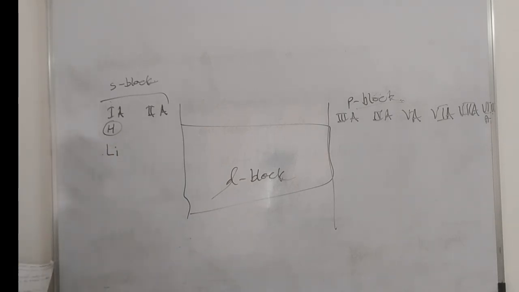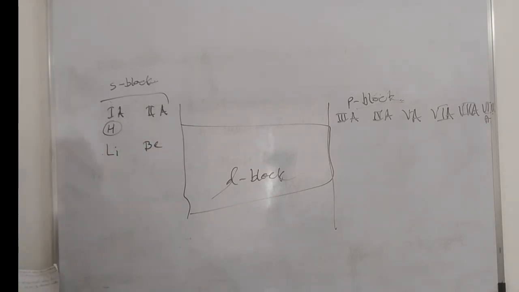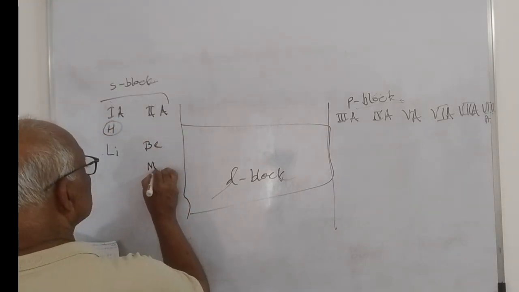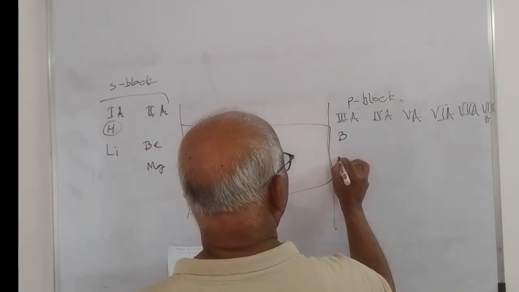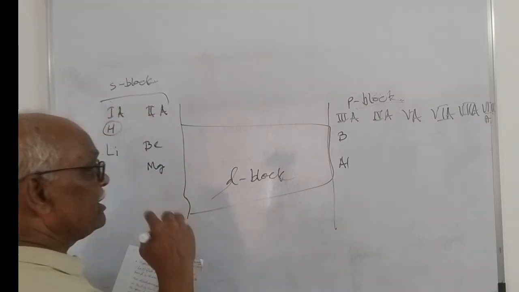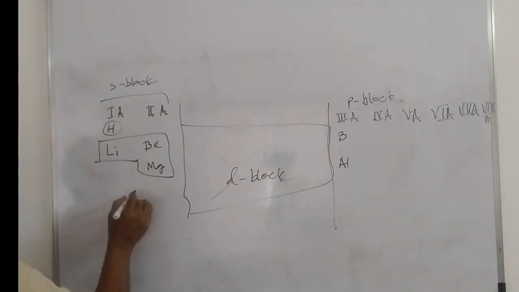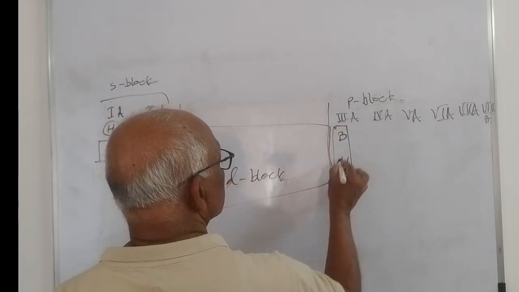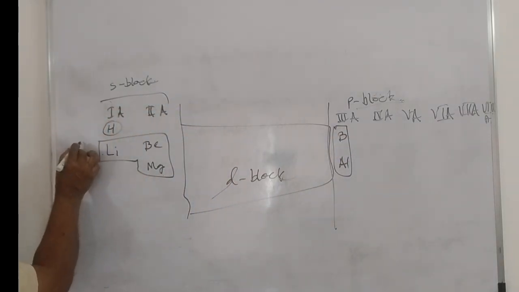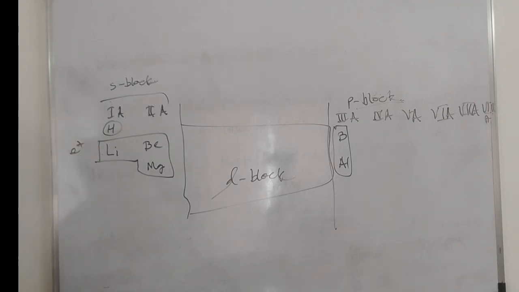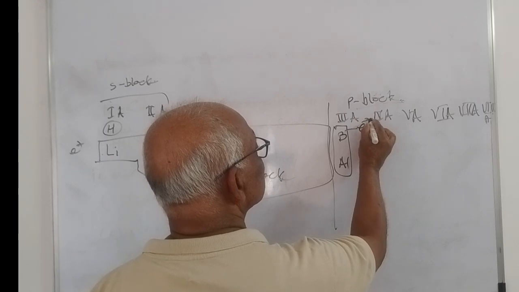The second is lithium, then beryllium, then magnesium, and here we are having boron and aluminium. So these are the more electropositive metals. So this is also electropositive.